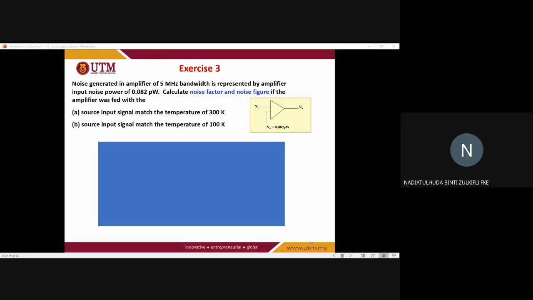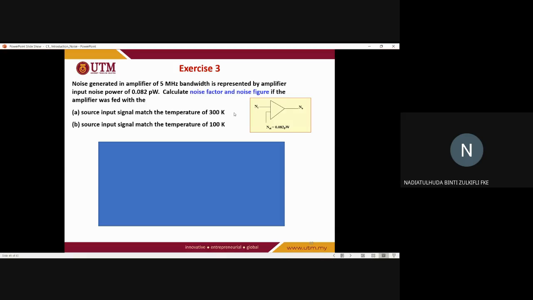Okay, can you see the exercise? So we have our noise generated in an amplifier. In this case, the bandwidth is given as 5 megahertz. It's represented by the amplifier input noise power of 0.082 picowatt. Calculate the noise factor and noise figure.